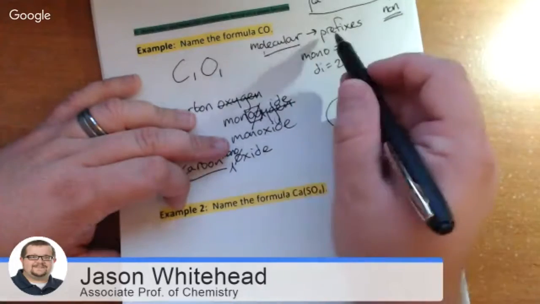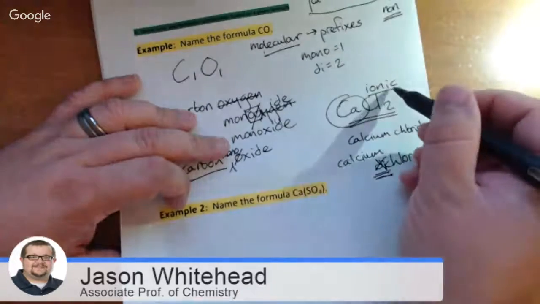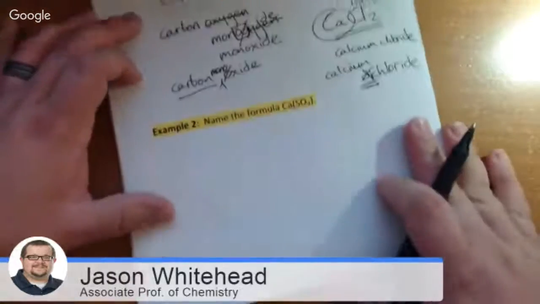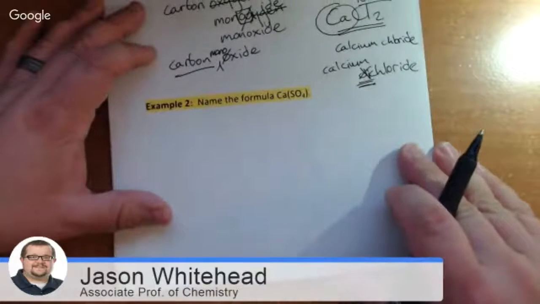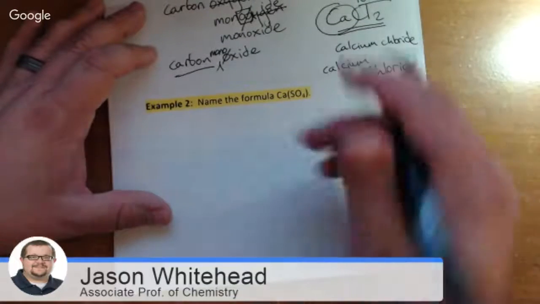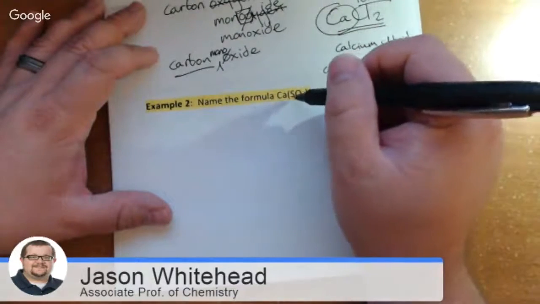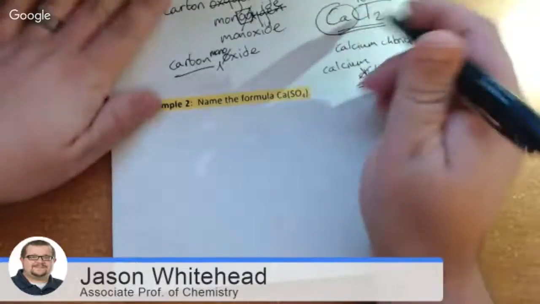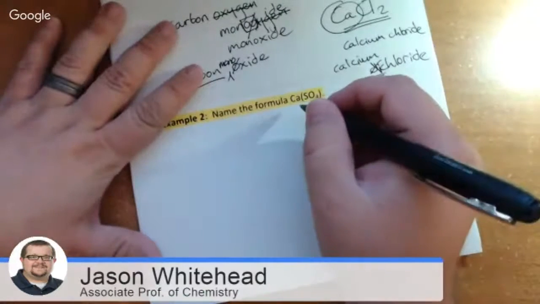If it's molecular, use prefixes. If it's ionic, no prefixes ever. Okay, let's head down to name CaSO4. So naming the ionic formulas is a little less complicated. We don't have to worry about prefixes. We do have to know our polyatomic ions though.